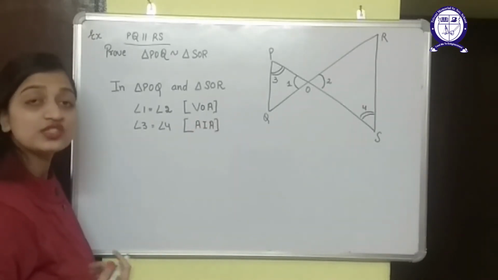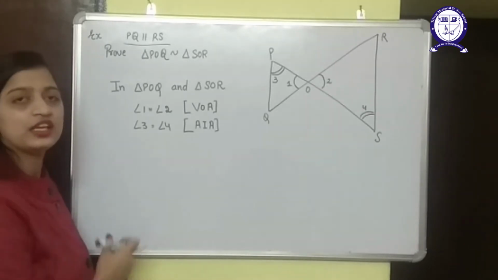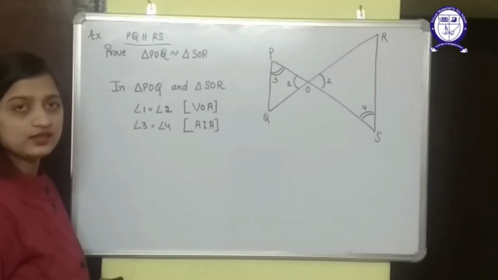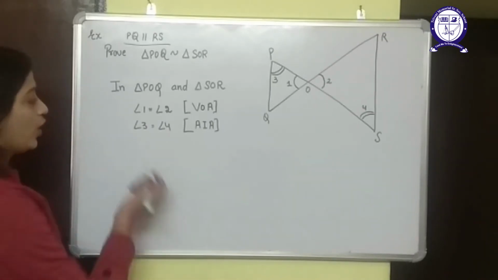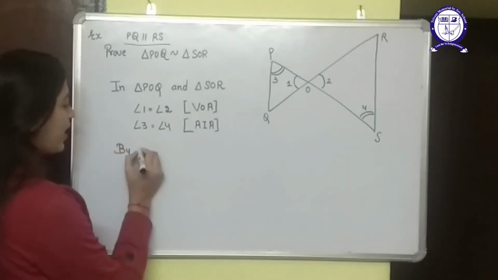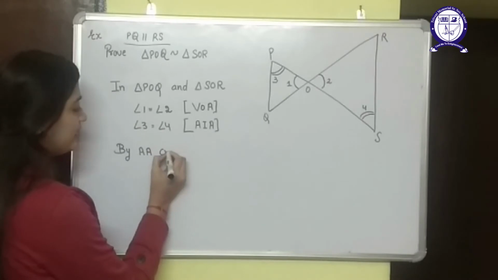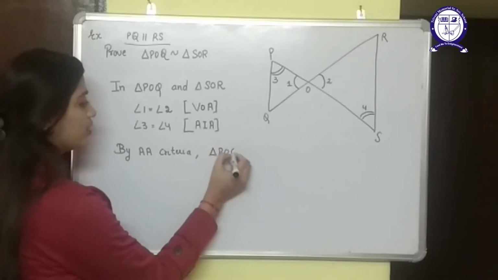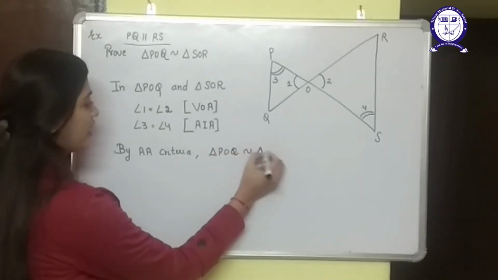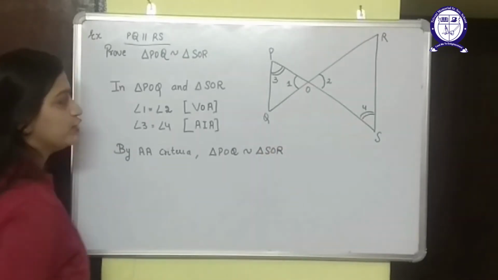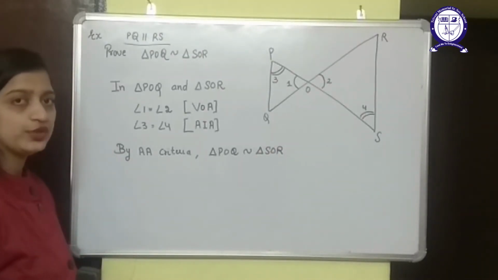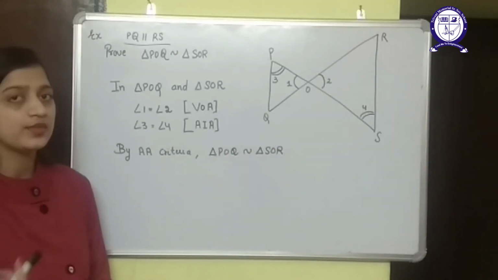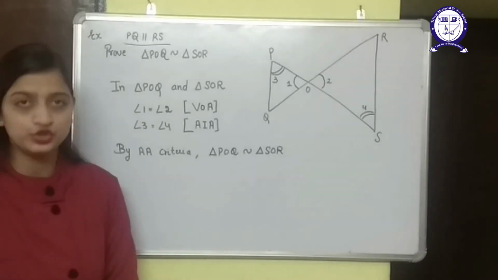And since we are talking about similar triangles, these two angles will give me that the triangles are similar. Why? Because it is the angle-angle criteria. So we can write, by angle-angle criteria, triangle POQ is similar to triangle SOR. You can see that the proof was very simple. All you need to do is find the things which are equal to each other, and if something is given about the sides, you have to take the proportion of that.